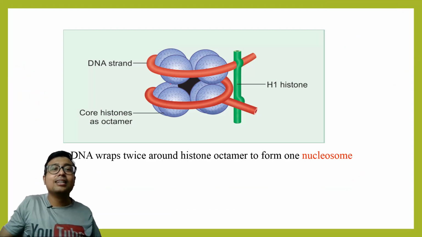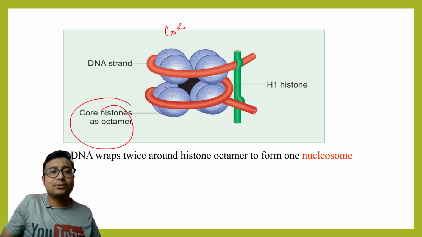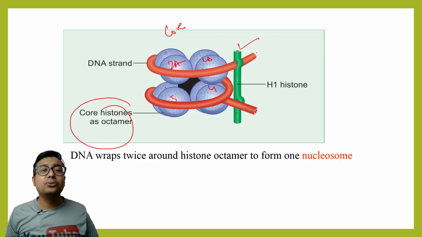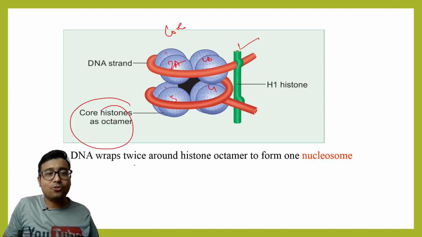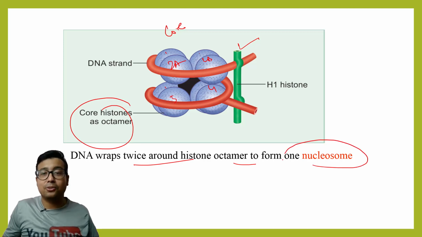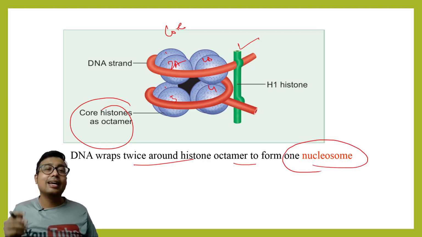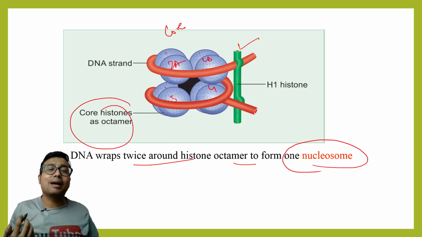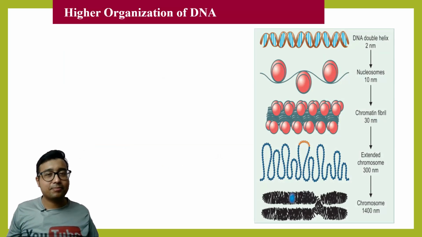Now, as I told you, see, these are the octamers. So 1, 2, 3, 4, 5, 6, 7, 8. These are the core histones, okay, core histones as octamer. So this can be H2A, H2B, H3 and H4. And this is the H1, which is loosely associated, and DNA wraps twice around this histone octamer to form a nucleosome. So one nucleosome is what? It is DNA wrapped twice around the core histone protein.